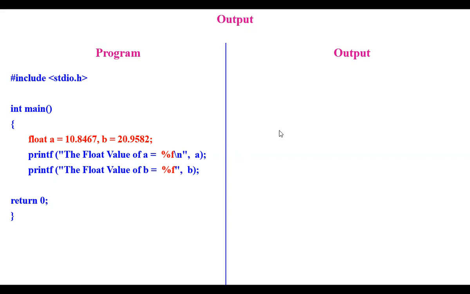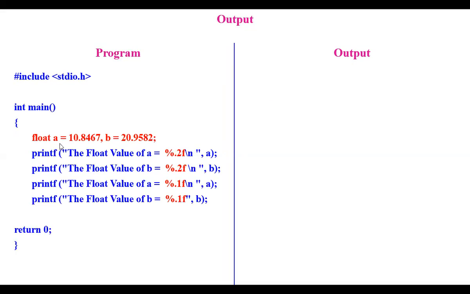If you see the output, the value of A here and B here in the second line, because I am using a new line character here. And because it is a float and because I have used %f, 6 decimal places are displayed in both the cases. So this is the way of displaying a float.